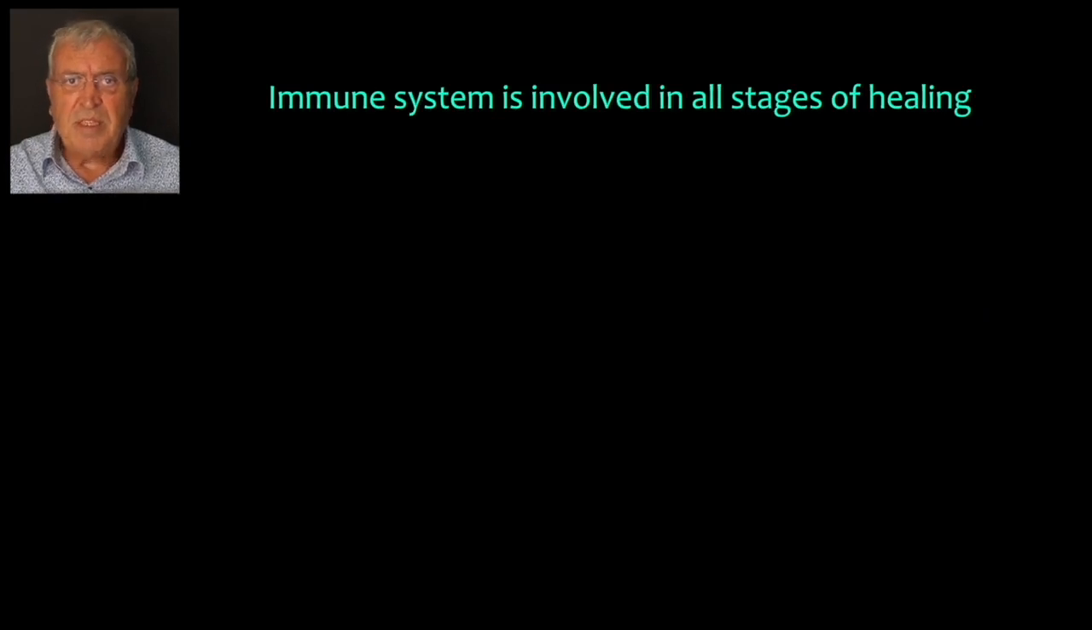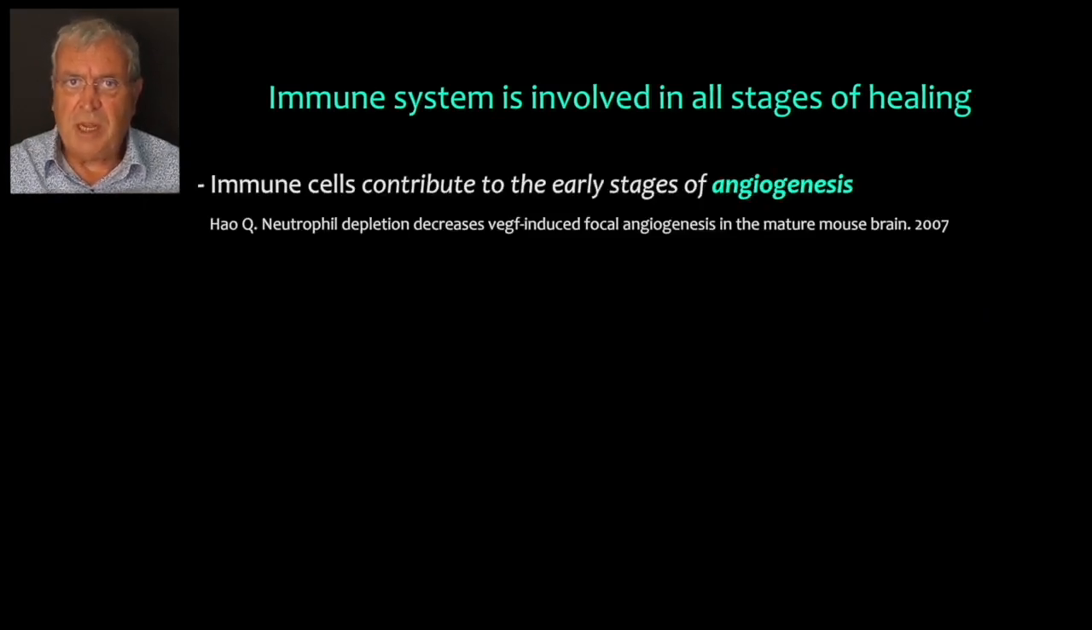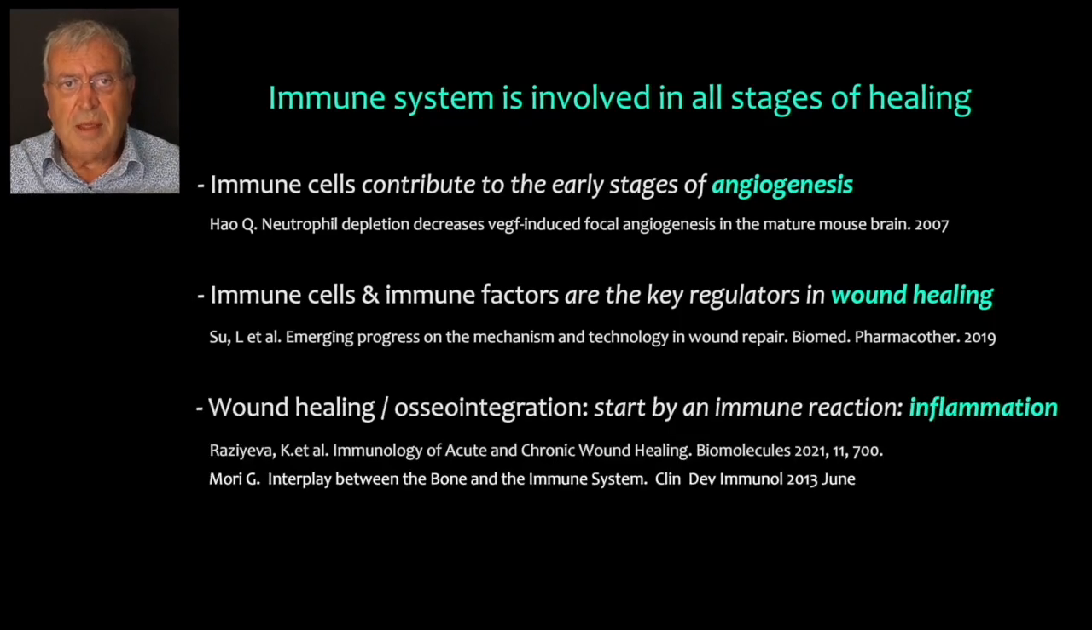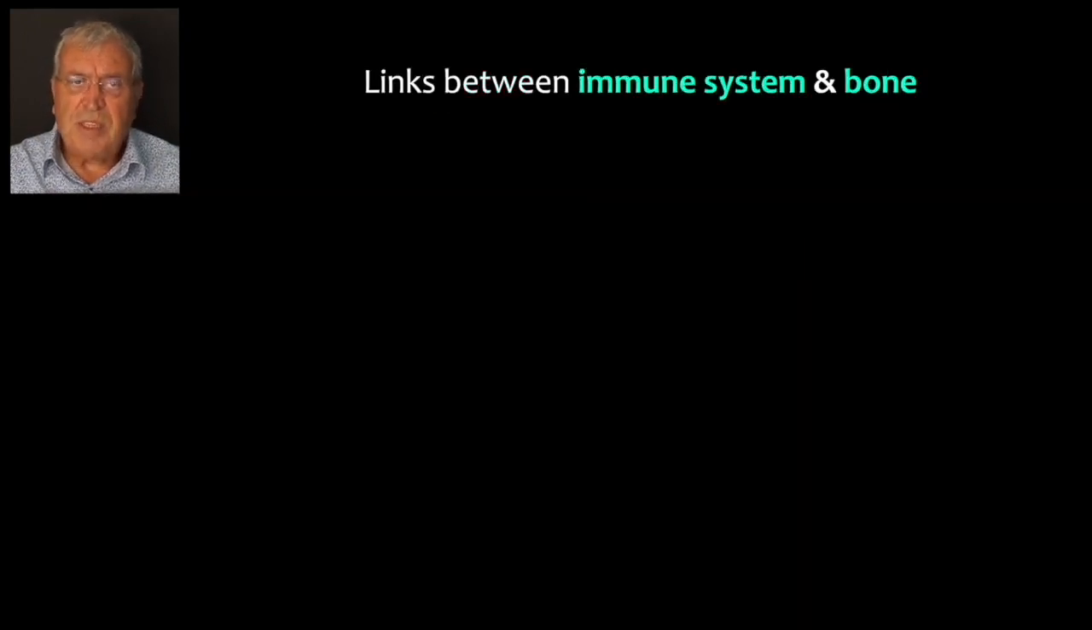The immune system is involved in all stages of healing. Immune cells contribute to the early stage of angiogenesis. Immune cells and immune factors are the key regulators in wound healing. Wound healing and osseointegration start with an immune reaction, the inflammation. What are the links between the immune system and bone?